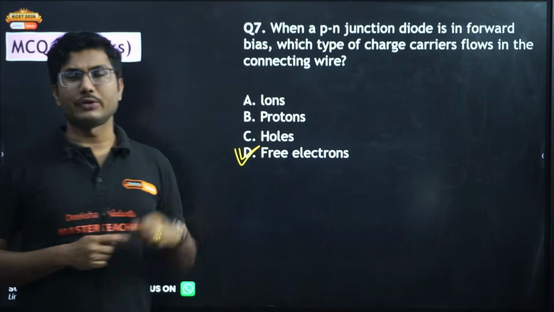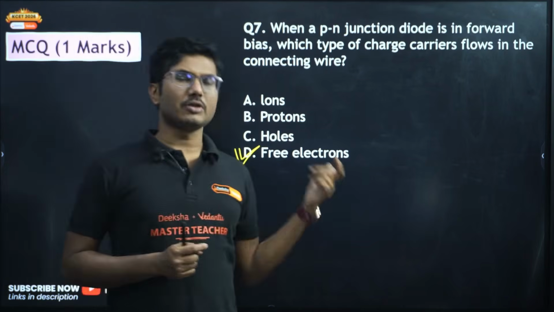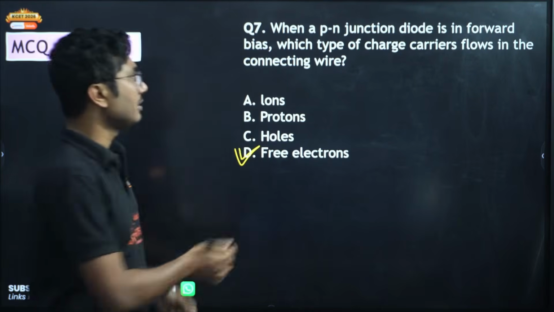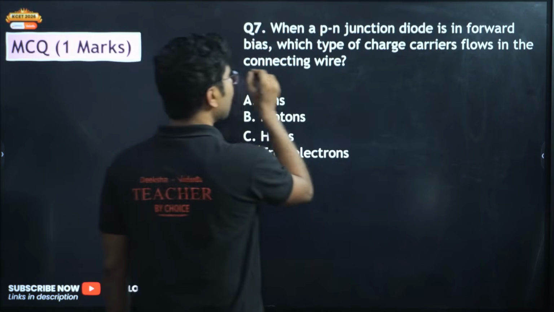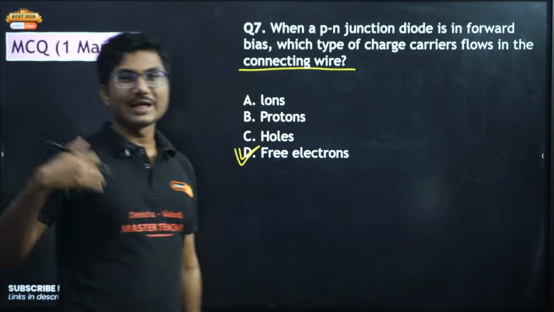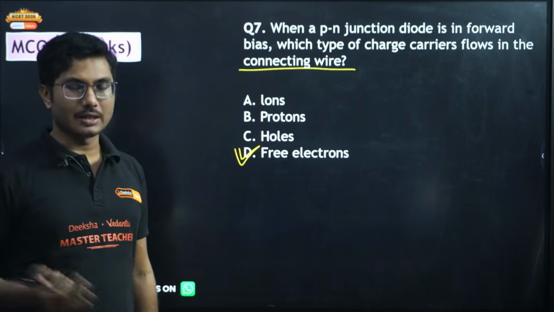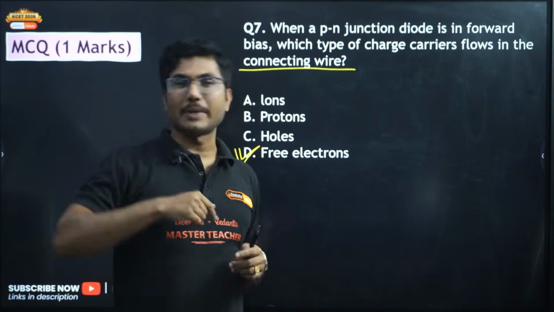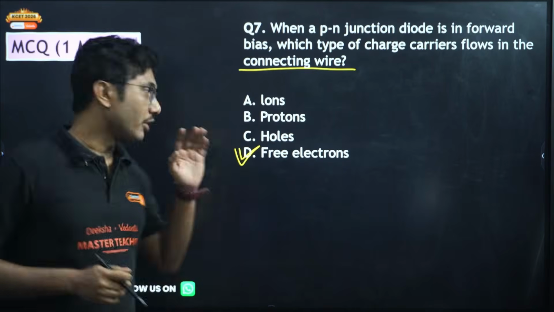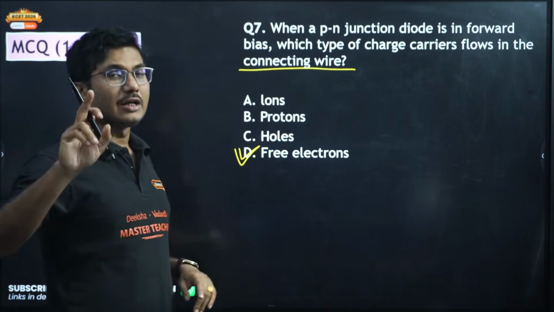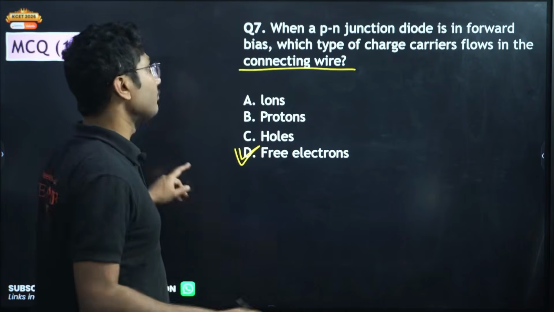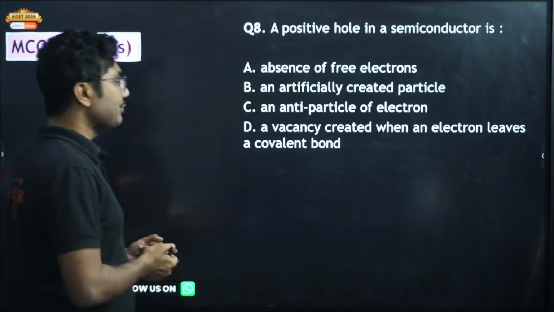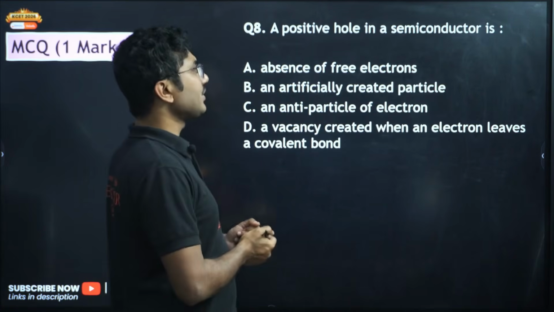Inside the diode there may be holes or electrons, but outside in the connecting wires only free electrons will pass, because it is mentioned as the connecting wire. A wire always has free electrons, and that's how it conducts the current. Holes cannot escape the diode and come to the connecting wire. So only free electrons is the correct answer. This is a very tricky question, by the way. Be very, very careful.